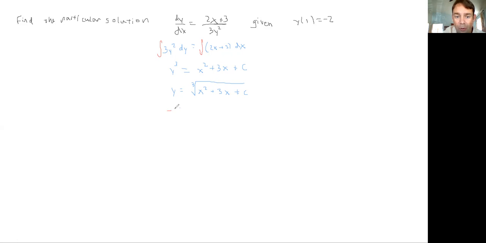All right, so you have a -2 for y equals the cube root of 1 squared plus 3 times 1 plus c. So we cube both sides and we end up with -8 equals 4 plus c, and I end up with -12 equals c. So y equals the cube root of x squared plus 3x minus 12.